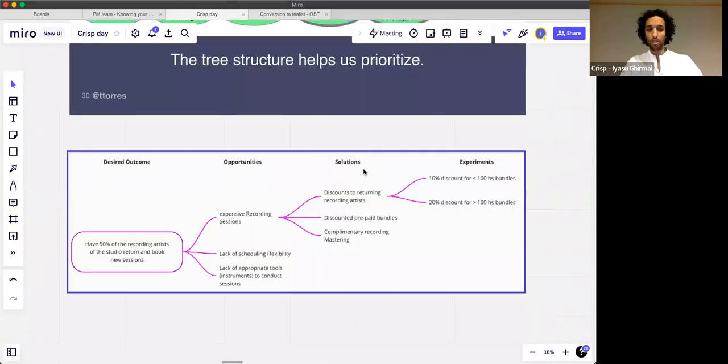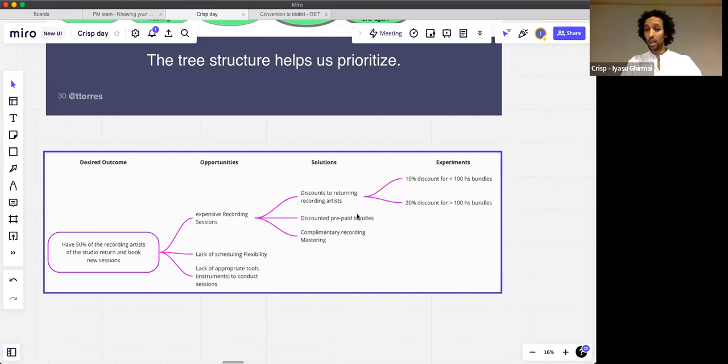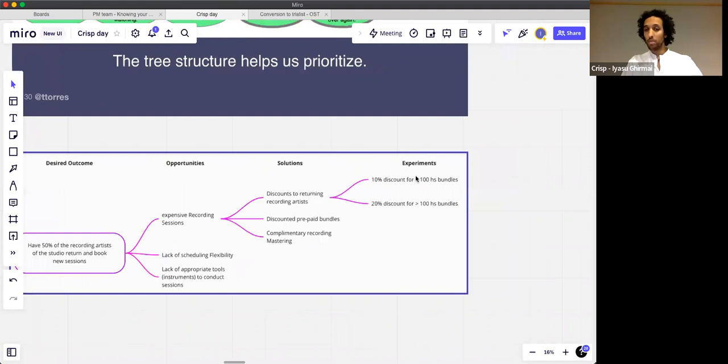There's another example that is fairly simple. There's a lady who has a recording studio. She has issues of getting recording artists to come back. She looks at the opportunity, the solutions. She says, well, expensive recording sessions. So if I give out discounts, her experience is 10% for 100 hours and 20%. So you should try these two to get to this.